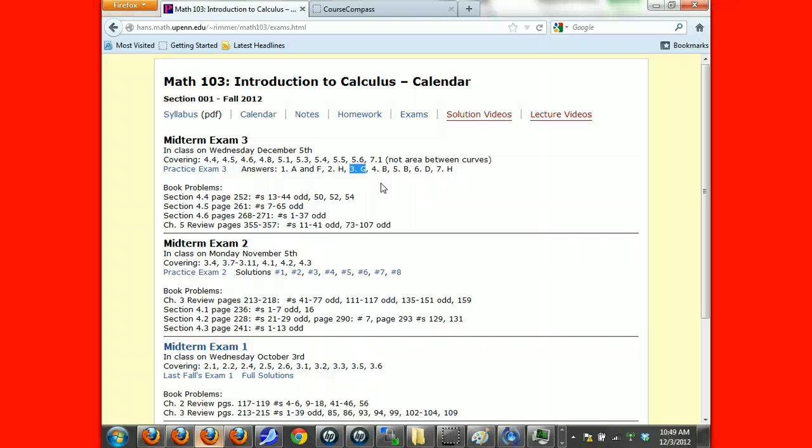Do we have section 7.1? Yeah, that's the e and log stuff. Take a look at it. You'll see. Open your book up. It's good. You should use it.